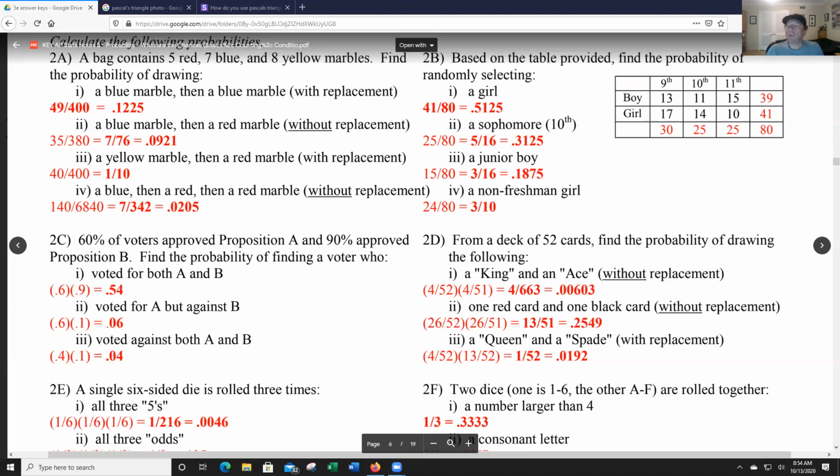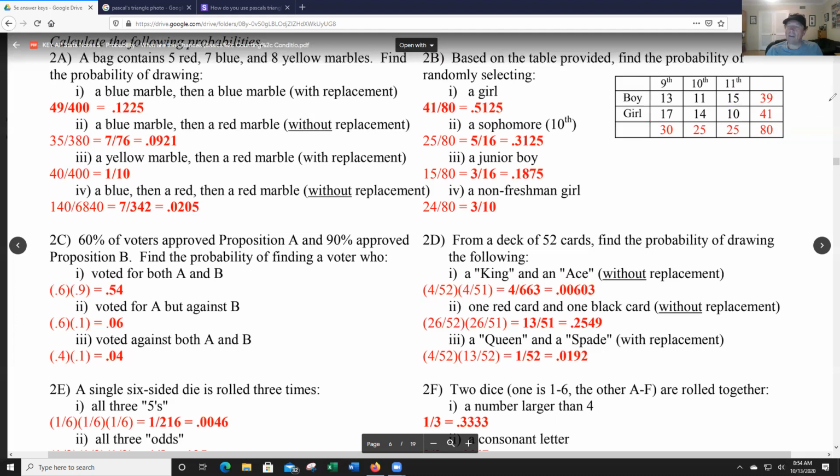All right, a sophomore. What are the chances of being a sophomore? That's going to be 25/80, no problem. Okay, how about a junior boy? A junior, 11, that's a boy. That's going to be 15/80ths, okay? All right, no problem. And then how about a non-freshman girl?